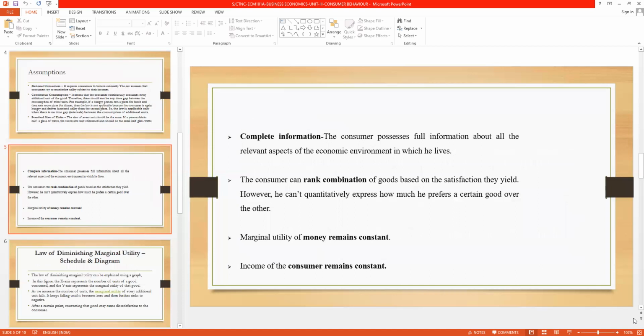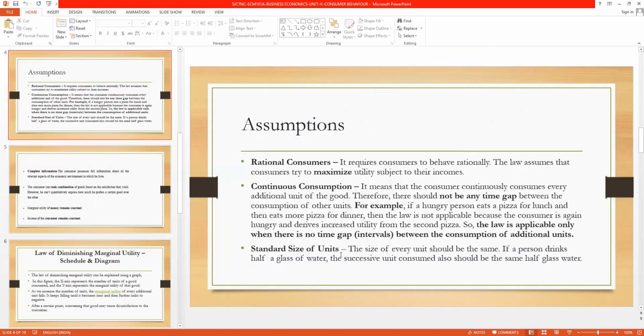Next assumption is standard size of the unit. That means all the units consumed should be the same size. There should not be any difference in the size. Only then we can find out the diminishing marginal utility.